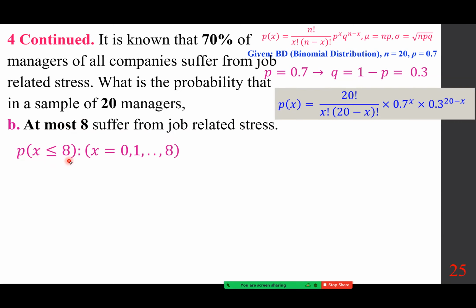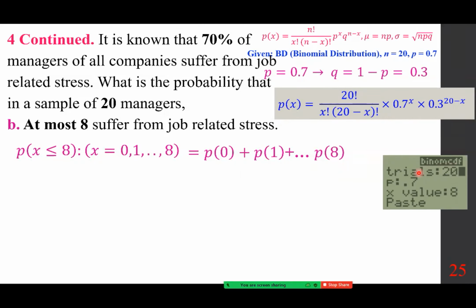Therefore, we have to use this formula, plug in 0, 1, all the way to 8, and add them up. In other words, we are looking for a probability of 0, 1, 2, 3, all the way to 8. Now, again, understanding it is what matters. Obviously, if you want to calculate it one by one, it takes a long time. You are going to use a technology or a calculator. So n is 20, p is 0.7, x is 8. Remember, this is CDF, which is going to give you everything from 0 all the way to the number you pick here.